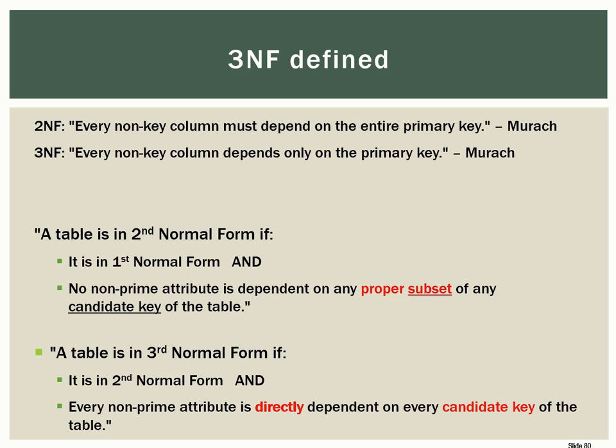Having studied second normal form, we're now about to move on to the third normal form. So let's get started. The definitions of third normal form look very, very close to the definition of second normal form. From the Murach side, second normal form was every non-key column must depend on the entire primary key. And for third normal form, they state that every non-key column depends only on the primary key. So a couple of differences here.